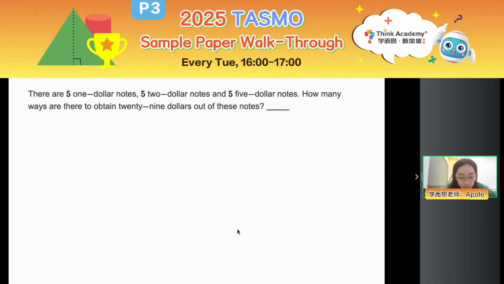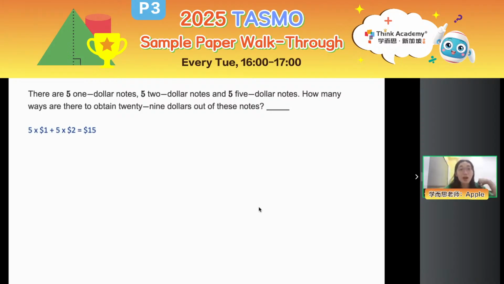Well, following this, question 17, to be honest, is a bit annoying. Okay, let's have a look. There are 5 $1 notes, 5 $2 notes, and 5 $5 notes. How many ways are there to obtain $29 out of these notes? I know that many students just try to list out all the possibilities, right? But actually here, you don't need to list out all the possibilities. Any faster way? Yeah, maybe let me change the question a bit.